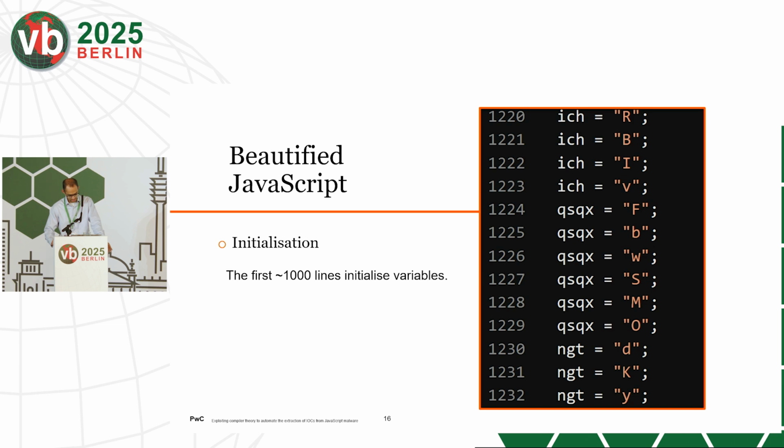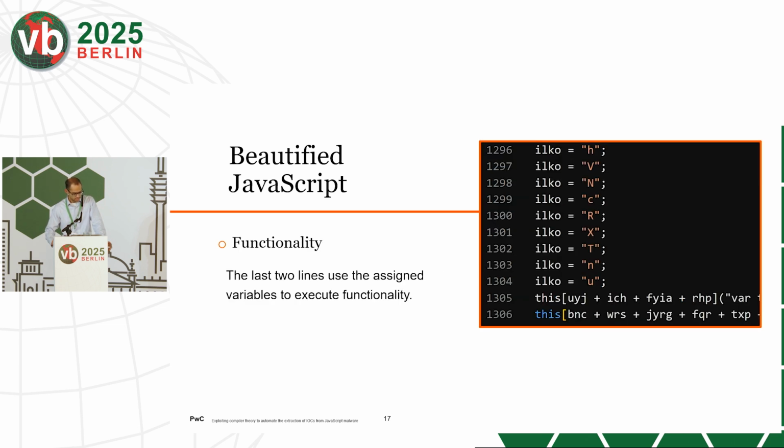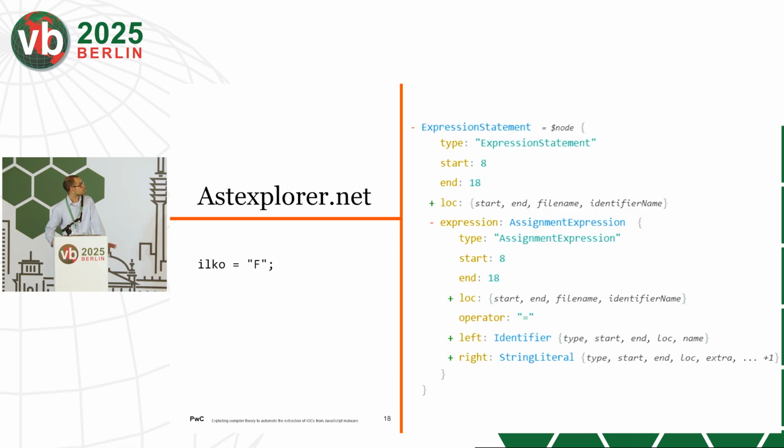all the previous assignments. The second thing to note is that the last two lines contain the actual functionality using the variables. And we see that those letters are concatenated to produce commands. But before we get to that, let's clean up the variables. So, when using Babel to transform your code, the first thing you should do is put it in astexplorer.net.